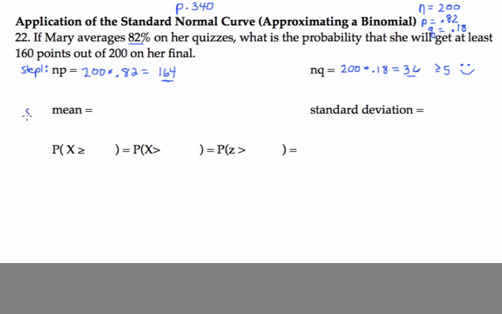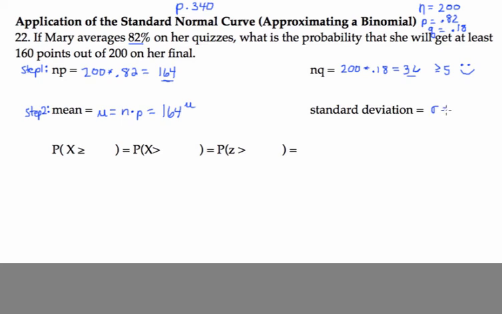Step 2. You have to find the mean and standard deviation. Where do you find that? There's formulas for that on your green formula sheet under Chapter 5, binomial, mean, and standard deviation. You'll see that the formula for the mean is n times p. We already did that. 200 times 0.82 is 164. So that's our mu.